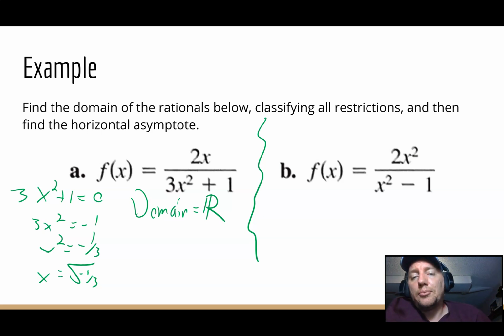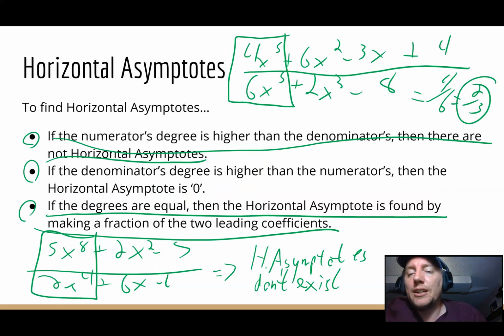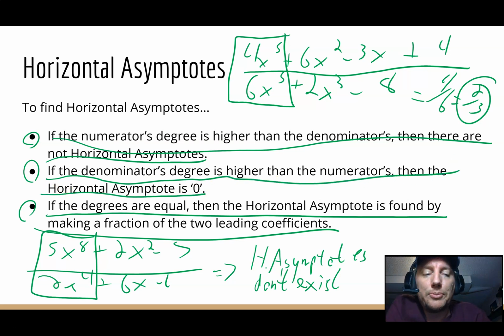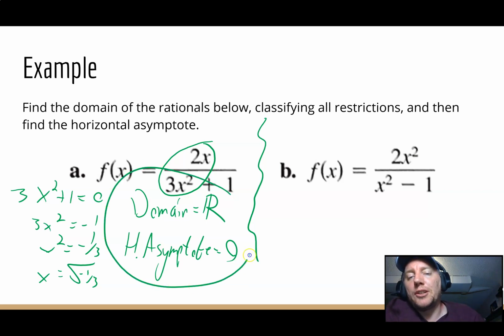Okay. So the horizontal asymptote is 0 because the degree on the top is 1, degree on the bottom is 2. And looking back over here, that's the example we did not do yet. If the denominator's degree is higher than the numerator's, then the horizontal asymptote is going to be 0. So it's 0. So in this problem, that's all we had to do.